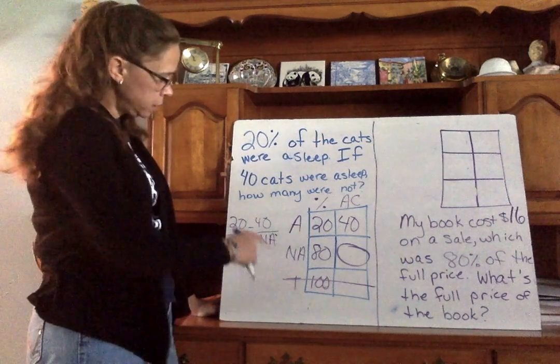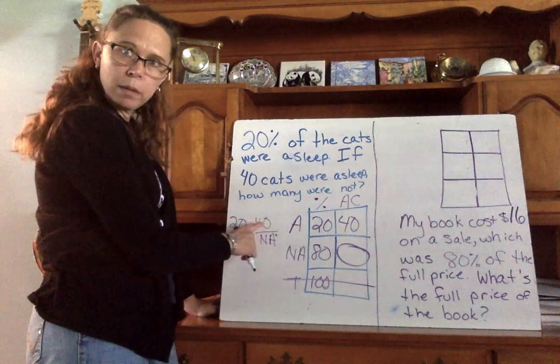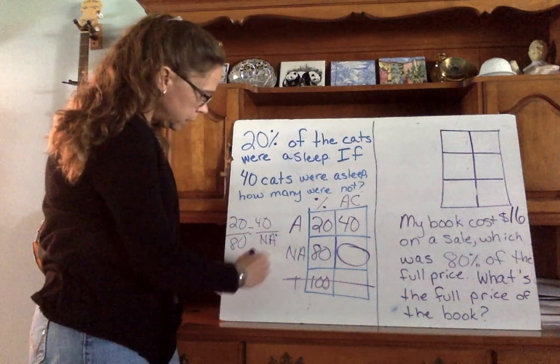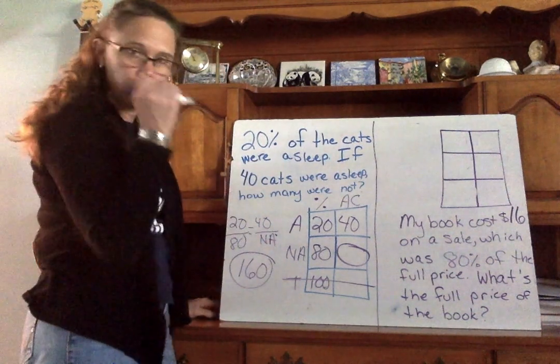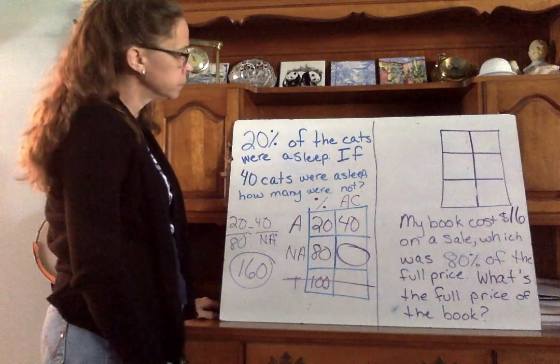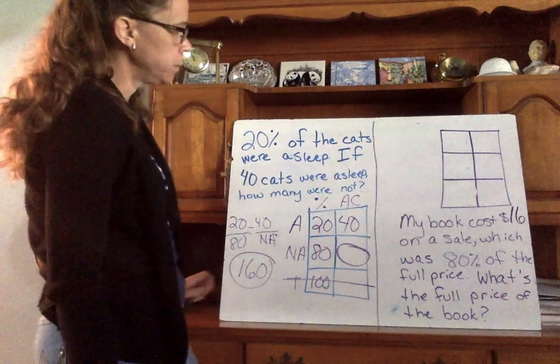Okay, with my proportion, I saw that to get from 20 to 40, I just multiplied by 2. So down here, I'm going to multiply by 2. So that gave me 160 cats that were not asleep. Okay, that's a lot of cats. Okay, let's try another.